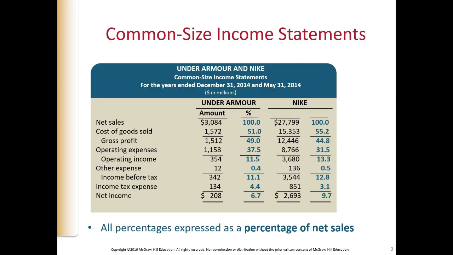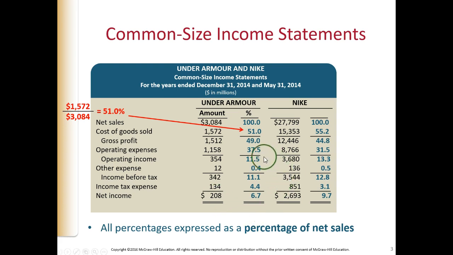One way to start analyzing financial statements is to prepare what's called common-sized income statements. When we're working with the income statement, we divide each item in the income statement by net sales. So you can see with the red arrow here, we're dividing the cost of goods sold figure of $1,572 by the net sales figure. So this shows us that cost of goods sold is 51% of net sales.